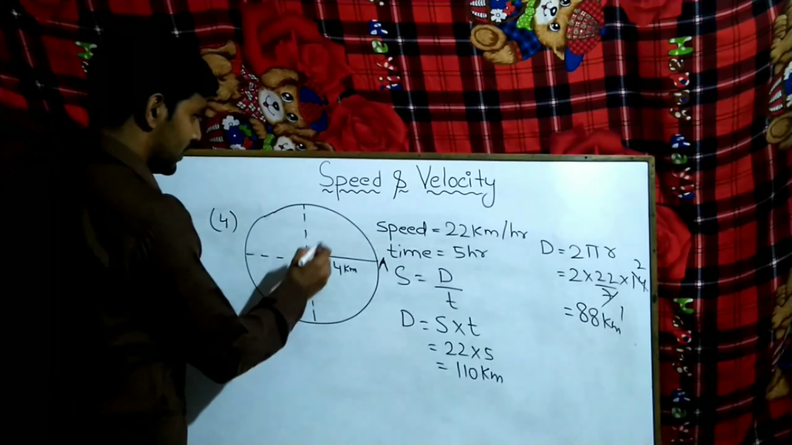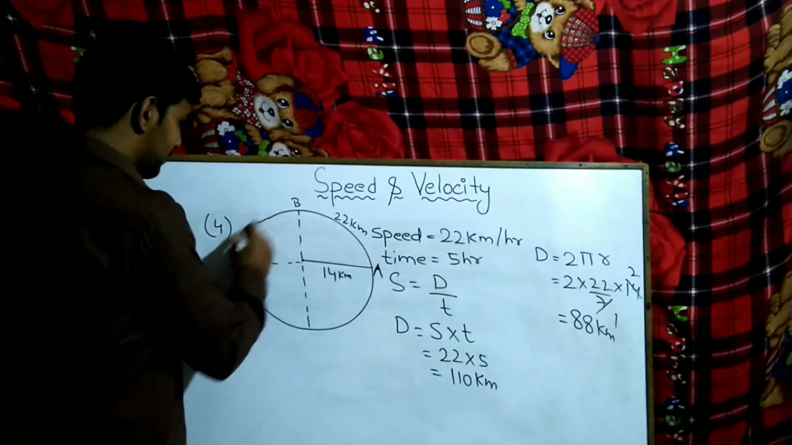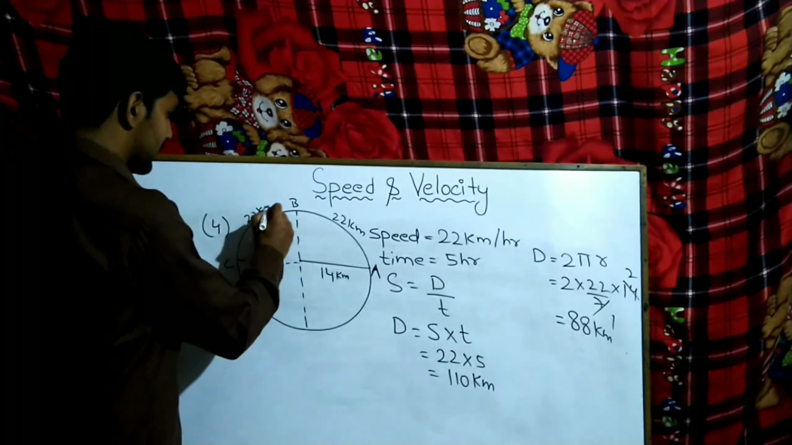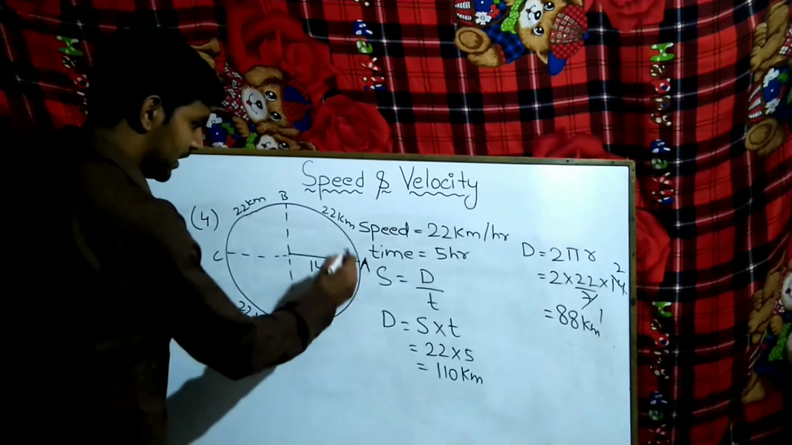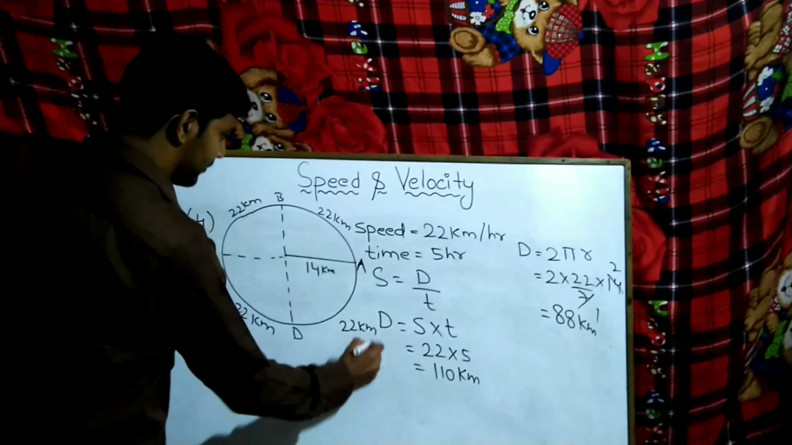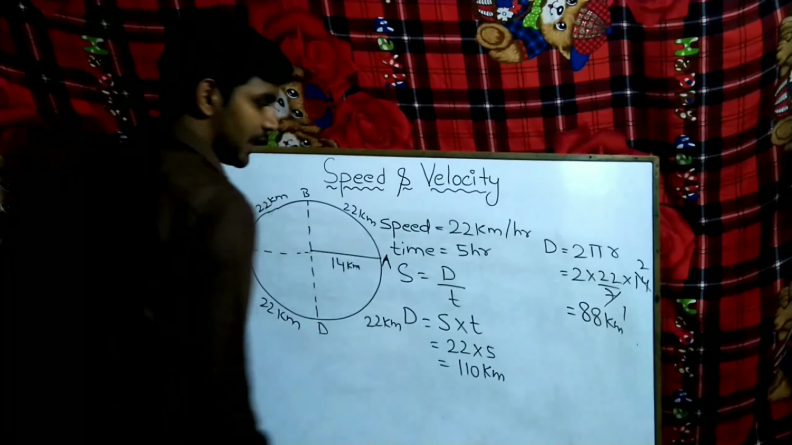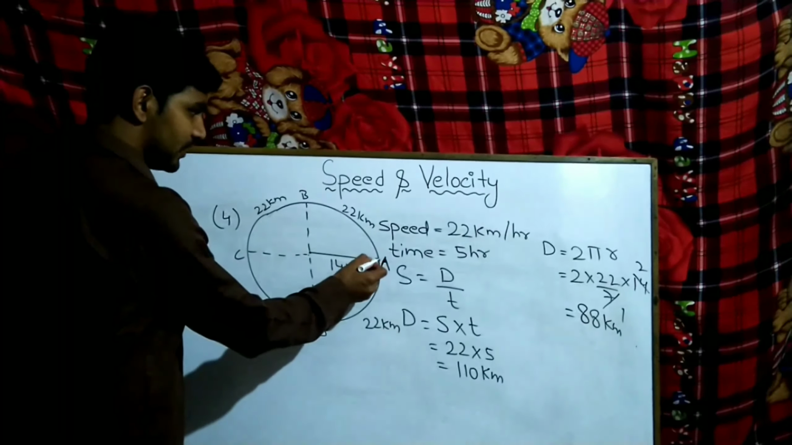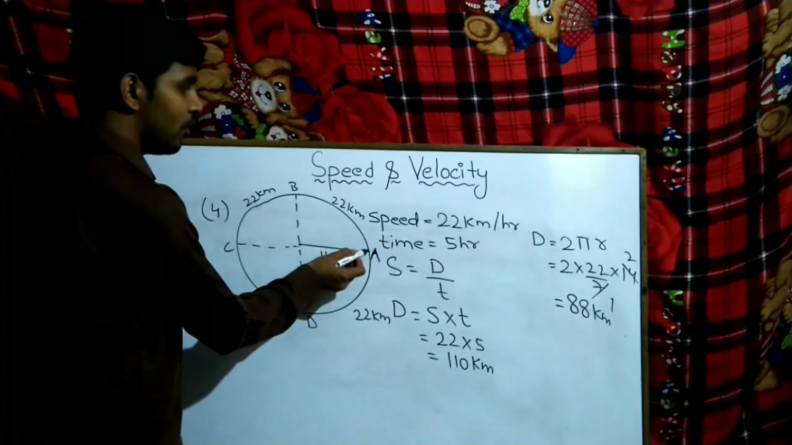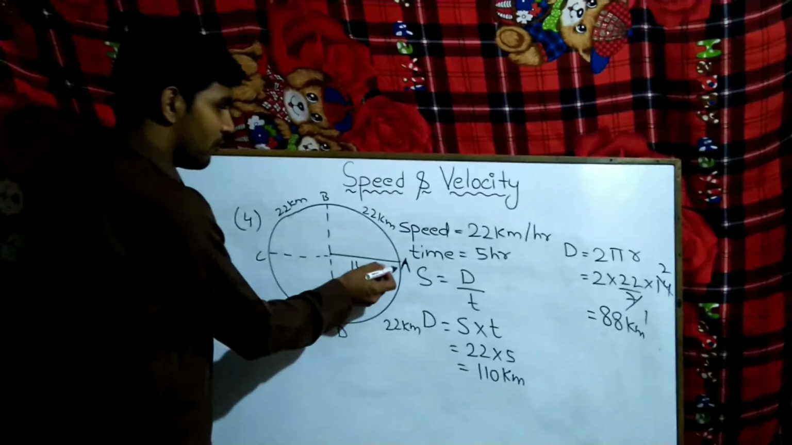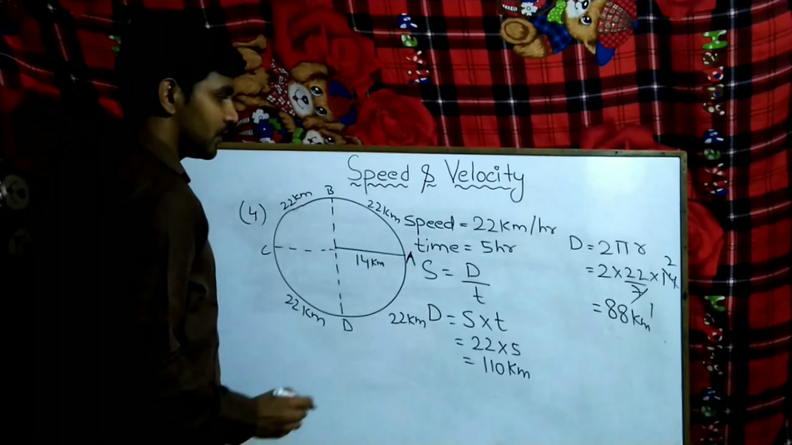I will show you. From A to B, it will be 22 kilometer. From B to C, again 22 kilometer. From C to D, 22 kilometer. And from D to A, 22 kilometer. Now, how much distance did he cover? 110 kilometer. If we started from here, it moved completely up to here, 88. Again, it moved 22 kilometer more. So what is the end point for this body? Point B. Did you understand?